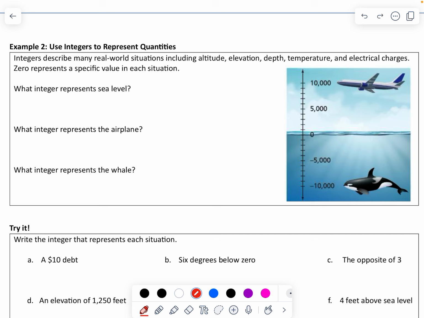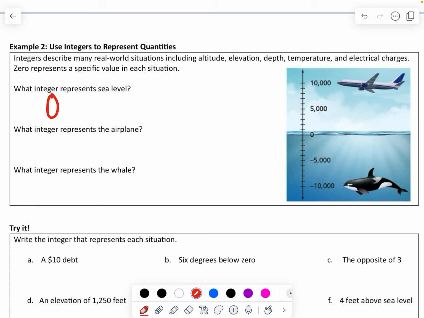It says, what integer represents sea level? Well, the sea level is where the sea meets the air. And so the integer would be 0. So the integer that represents sea level is 0. And some of you may have heard it before, like 100 feet below sea level or 100 feet above sea level. Different things like that. And those all, just remember, sea level represents 0.